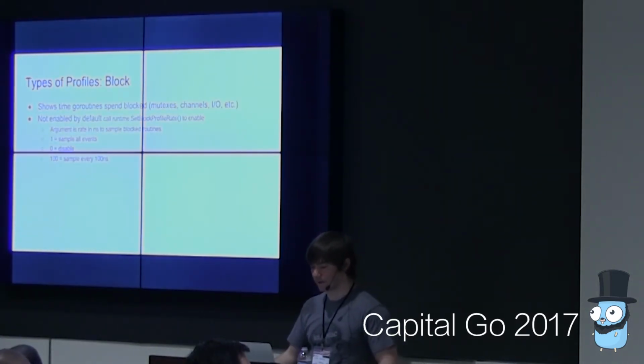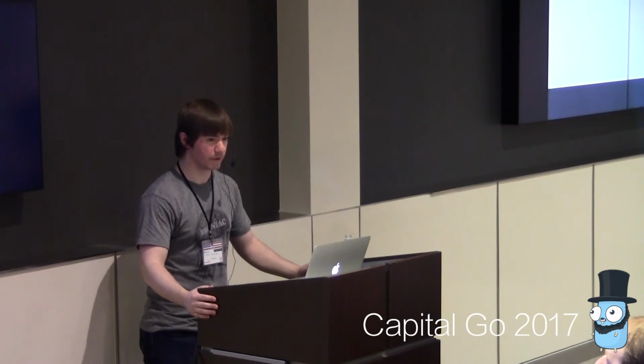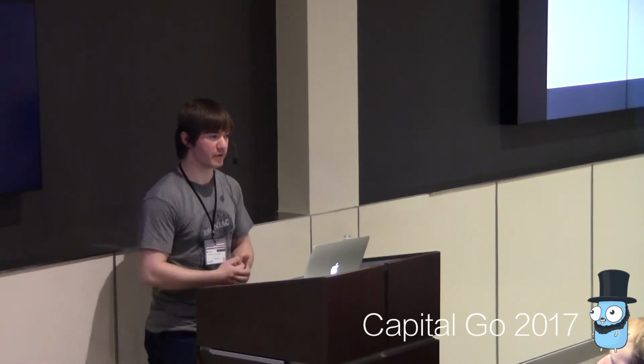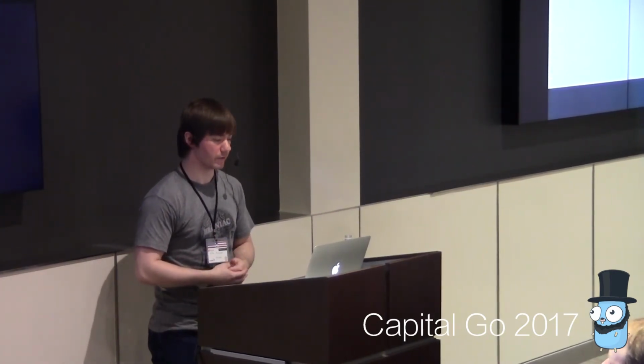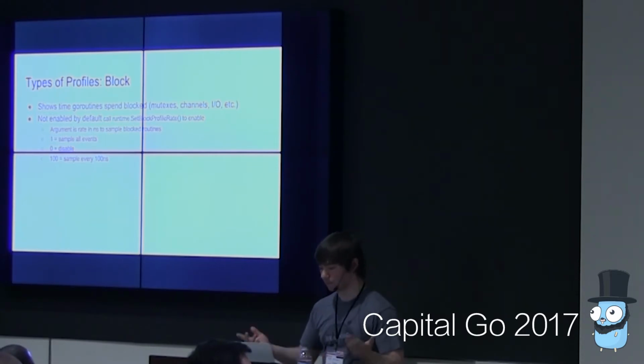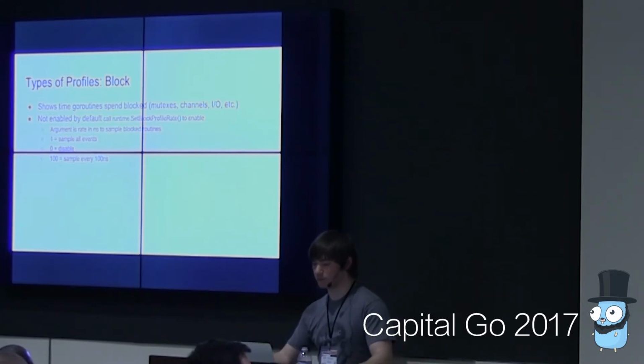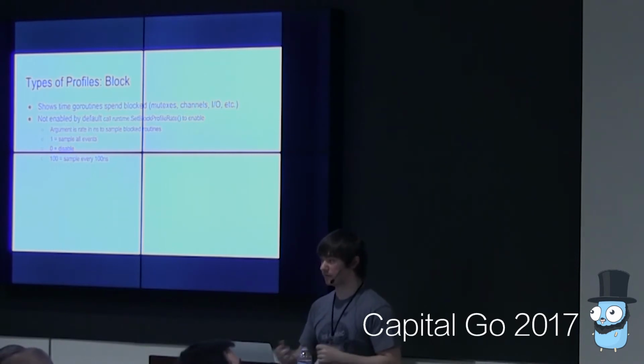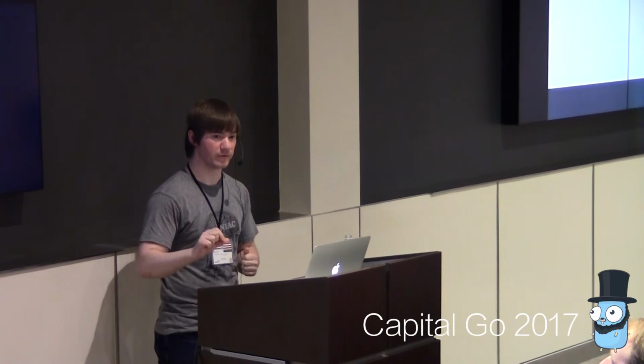Okay, so block profiling. This is a really nice one to understand why your app is not scaling the way you want it to. You want to see how long Go routines are spending blocked and what they're being blocked on, whether it be waiting on a mutex, channel operations, I/O, whatever. We can see it in block profiling. This is not enabled by default. If you spin up an HTTP server with pprof, you'll see it listed, but it'll have no data.